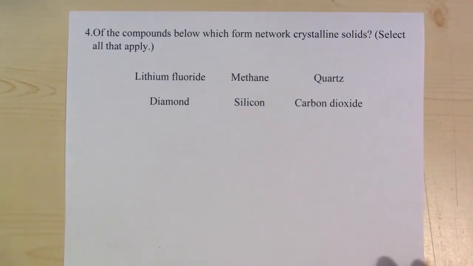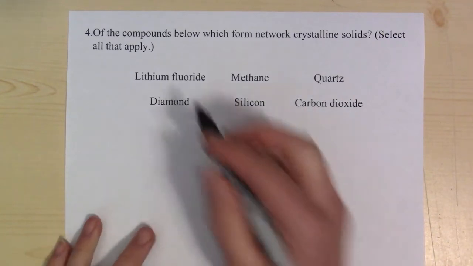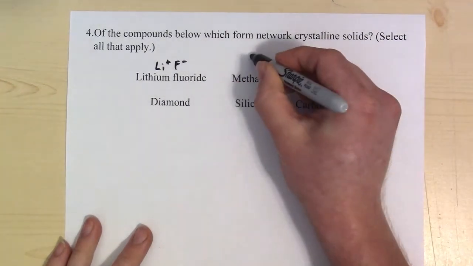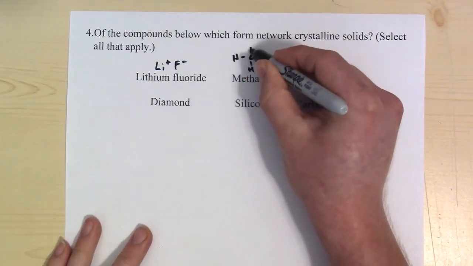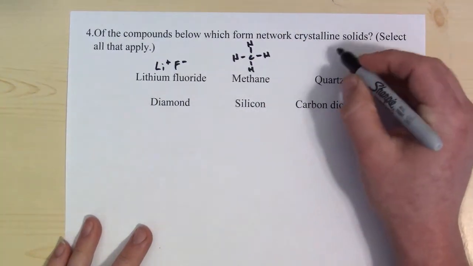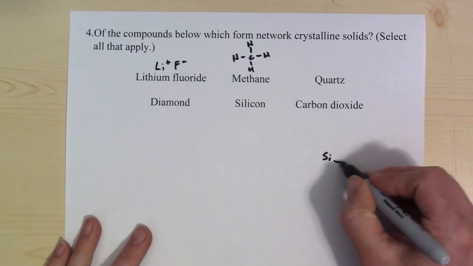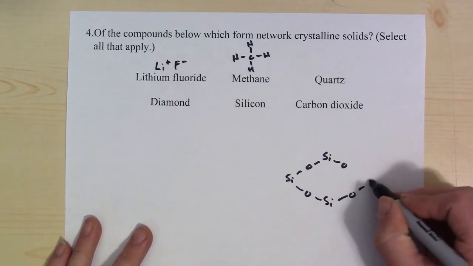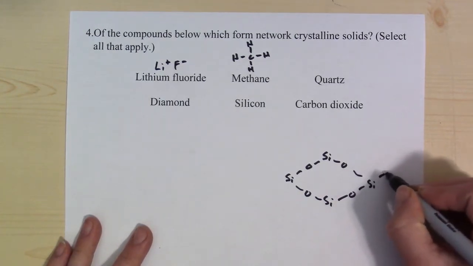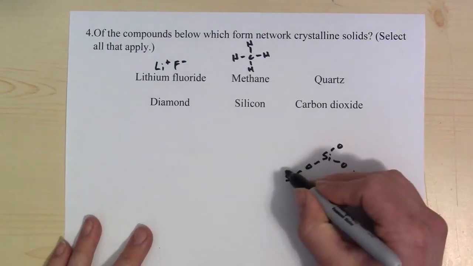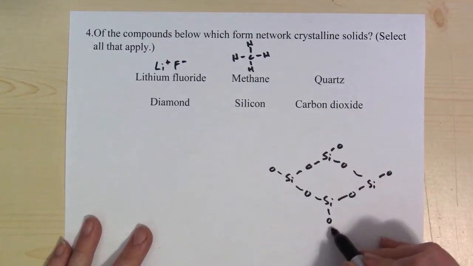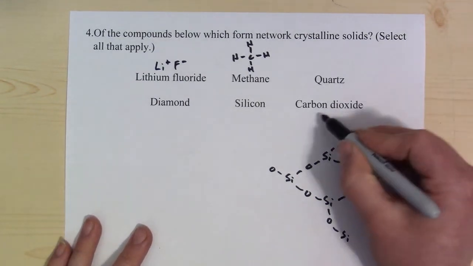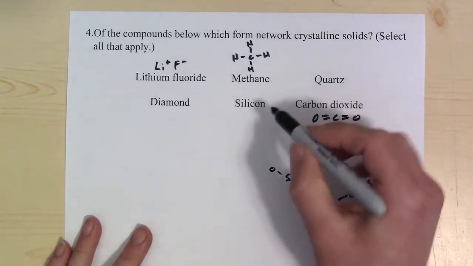Number 4, of the compounds below, which form network crystalline solids. So lithium fluoride, again, lithium cation, fluoride anion, methane, the carbon with 4 single bonded hydrogens. Quartz, I'll draw that down here. That's where we have the network of silicon and oxygen bonds, where then each of these would continue to additional silicons. That's quartz. Carbon dioxide we've seen several times now.